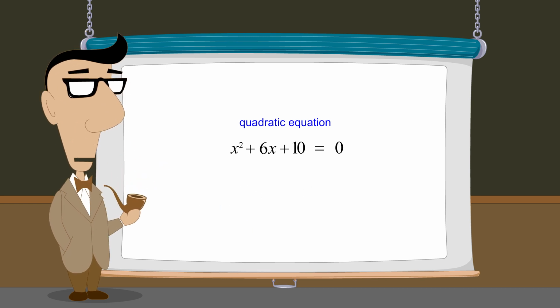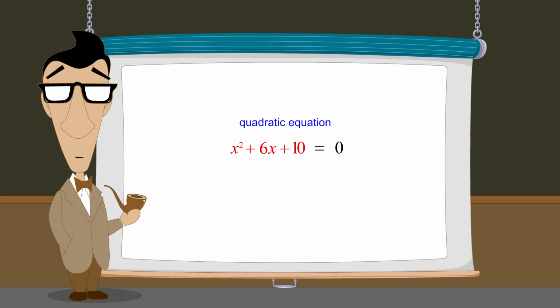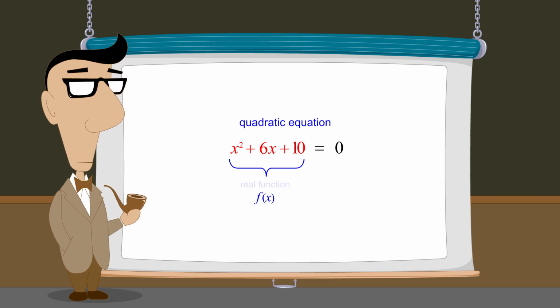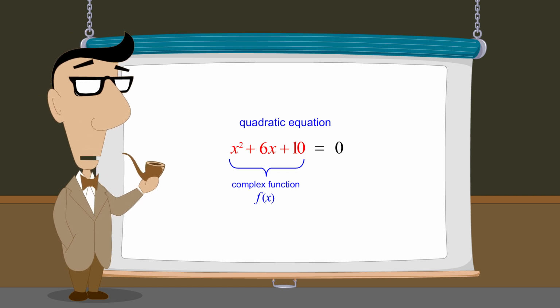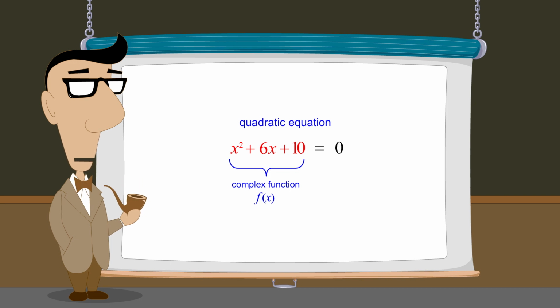For example, the quadratic function x squared plus 6x plus 10 can be defined as a real function or a complex function, depending upon whether we want to limit the input and output to real values or allow complex values. When dealing with complex functions, the letter z is typically used instead of x to represent the complex variable.